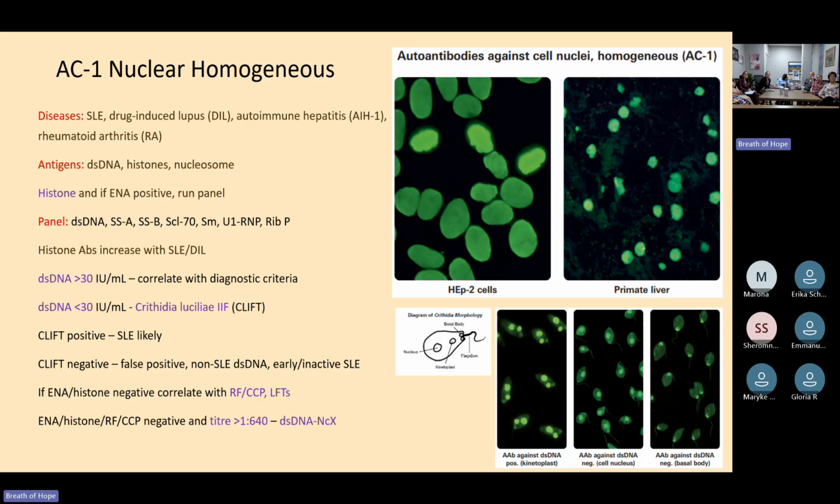All right. If our double-stranded DNA is low, okay, so that's not only for the AC1 pattern, it's lowish and you're not really sure if it means anything, then we can do a further test that we call Crithidia luciliae immunofluorescence. So it's a little microorganism that's got an organelle called the kinetoplast. And this kinetoplast has got double-stranded DNA in it.